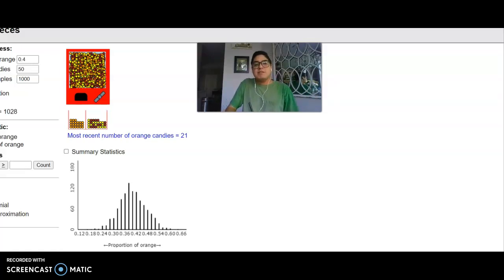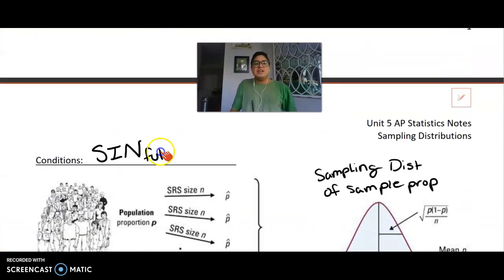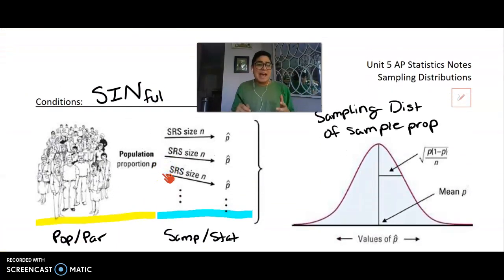So this is my population, what I want to estimate. This is my sample. This is what I'm using to estimate. And if I keep taking samples, in the long run, I believe that on average there should be about 20. 20 would be the most common. 20 out of 50 is about 40%, which we believe to be true. So sampling distribution is essentially, we're just going to keep taking samples and samples until we get closer to the truth. So there have to be some conditions that happen here.